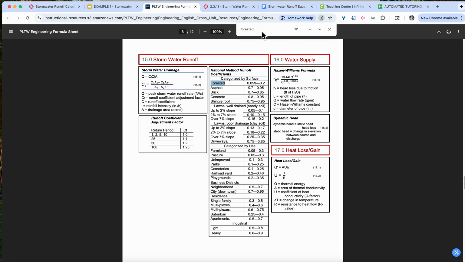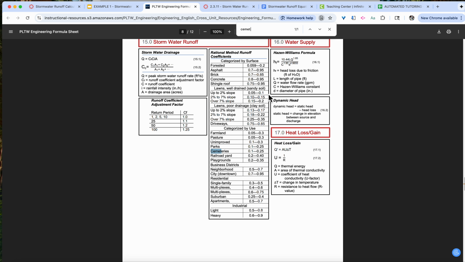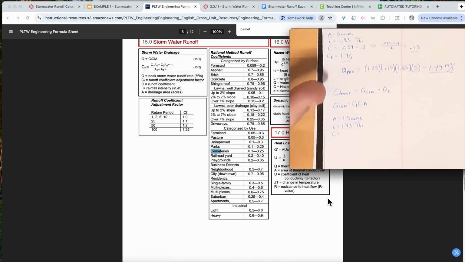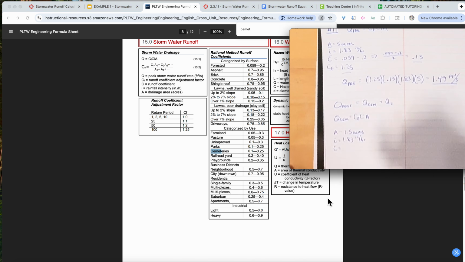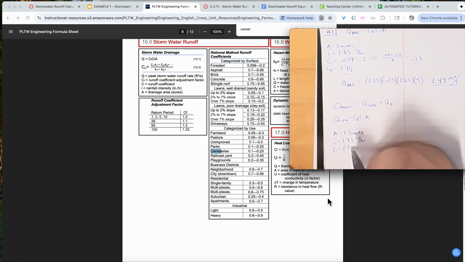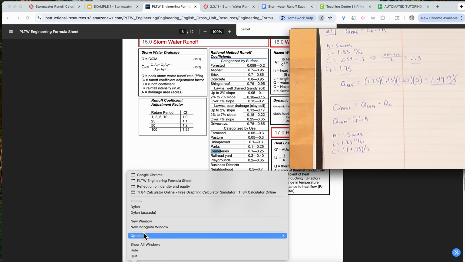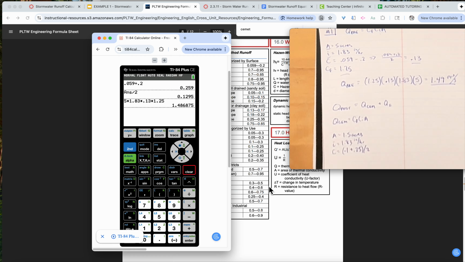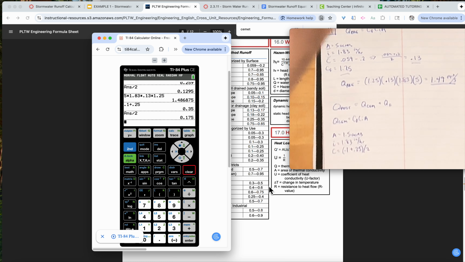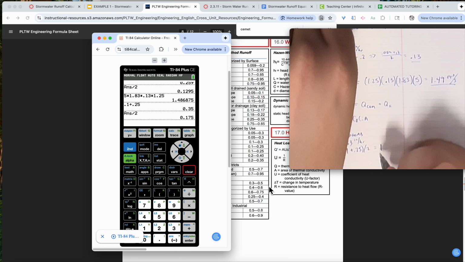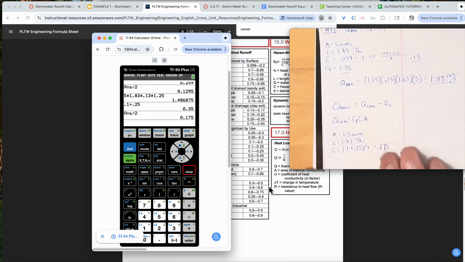So we said that's for a cemetery. So what I can type in here is cemetery. Just as we can see there, it's 0.1 to 0.25, so it gives us that range. What we can do is take 0.1 plus 0.25 and find the average by dividing by 2. Bringing up the good old calculator, 0.1 plus 0.25 is 0.35. Divide that by 2, we end up with 0.175. And we can use that number if we want to be pretty precise.